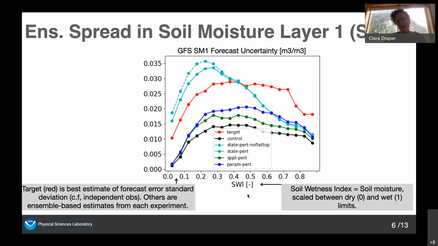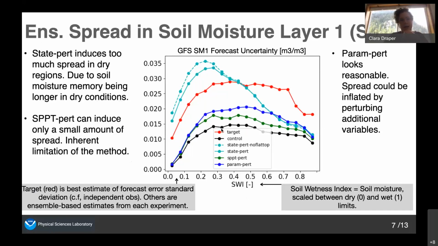So I want you to interpret this as the variability when you go from dry, warm locations to wetter, cooler locations. I've got each of my ensemble experiments. There's also a control run, which is without any of my specific land perturbation experiments. And then I've also added in the target. This is my estimate of what I think the ensemble spread should look like based on comparison to observations.